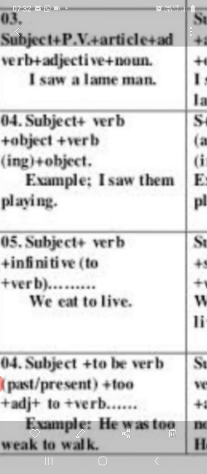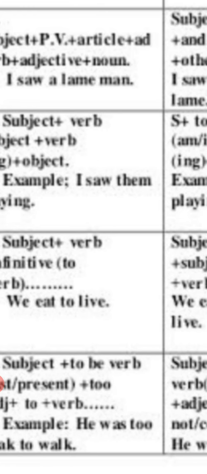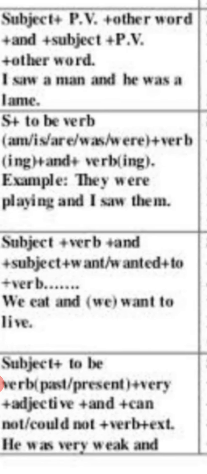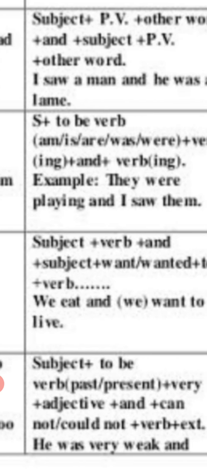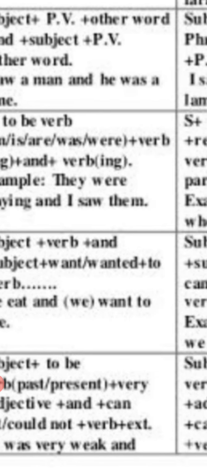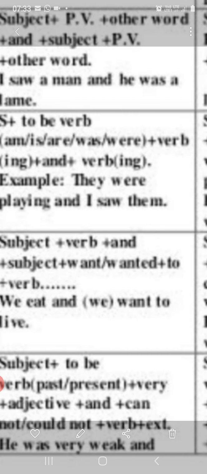The next one: he was too weak to walk. Here, too plus adjective plus to infinitive. In the previous example, in the fifth type, we saw only to infinitive. Here, too plus adjective plus to verb. He was too weak to walk. So, in the compound sentence, he was very weak. So too is changed into very. He was very weak and he could not walk.